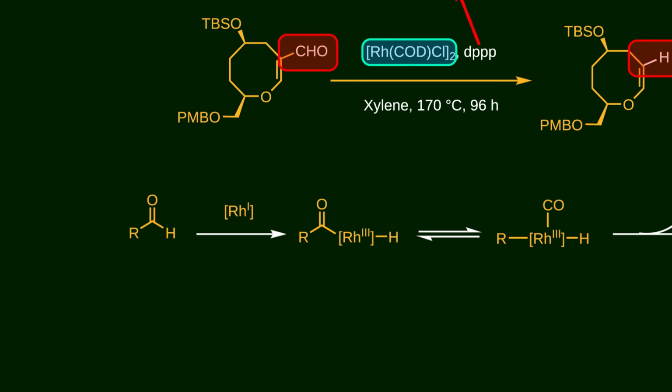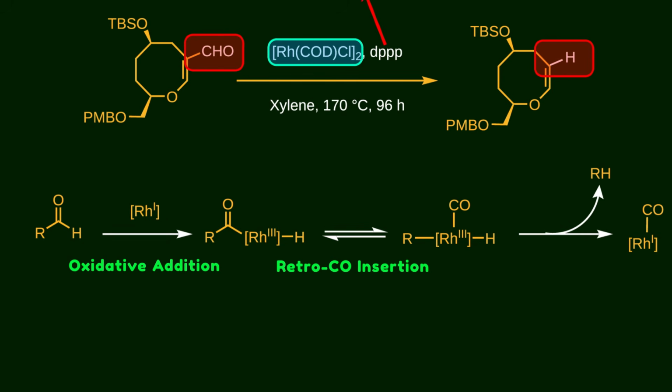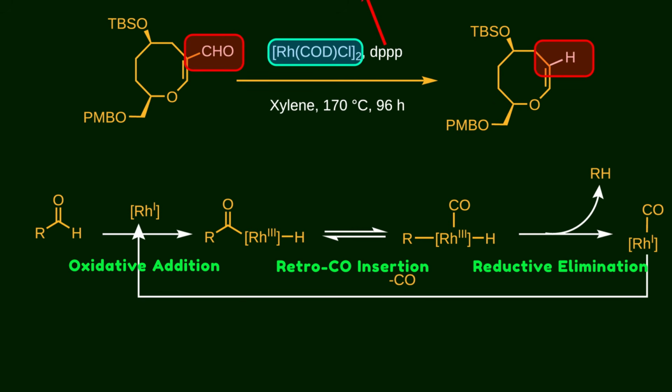Mechanistically, the active catalyst inserts into the carbon-hydrogen bond during oxidative addition. After that, it undergoes retro-CO insertion. Finally, the decarbonylated product leaves the molecule during reductive elimination. The catalyst can lose the CO to regenerate the initial active species.